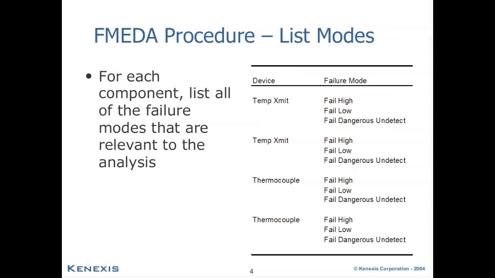Okay, the next thing that we're going to do is list the modes of failure for each of the different types of devices. So for a temperature transmitter, a simplified list of modes of failure is that it can either fail upscale, high, it can fail downscale, low, or it can fail what we call dangerous undetected, which means it's essentially failed in place. Okay, so that's the modes for the temperature transmitters.